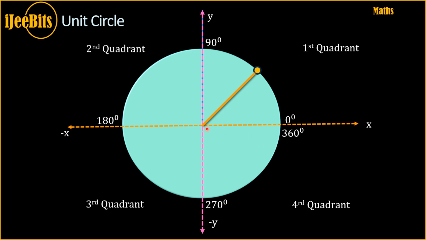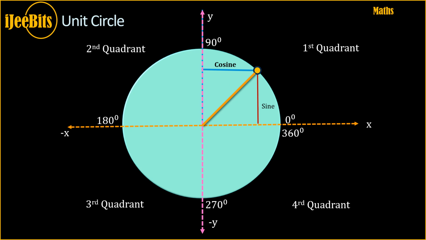Clear? Let's say this is my radius, and I'm drawing a line downwards from point P onto the x-axis. If you could see this, it forms a right-angle triangle. The length of this would be sine theta. You know how? This would be the cos theta.